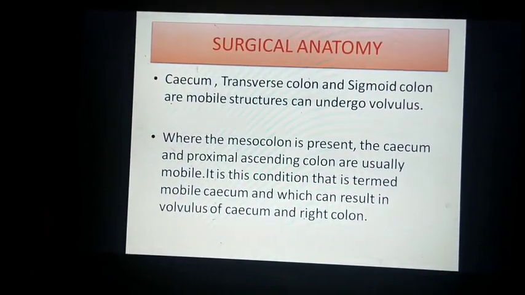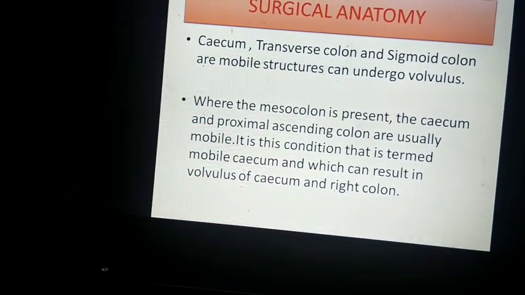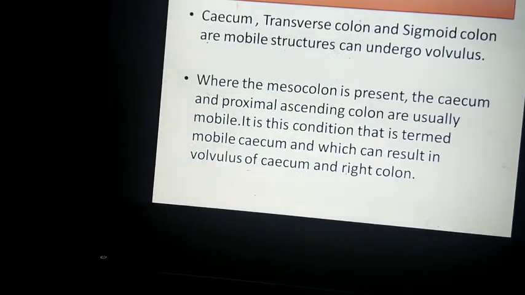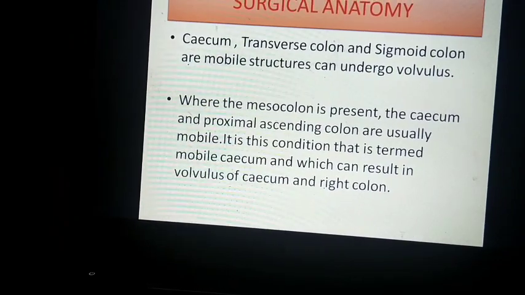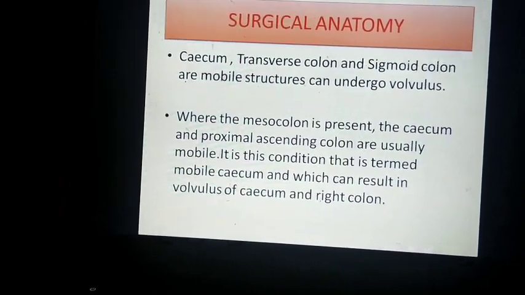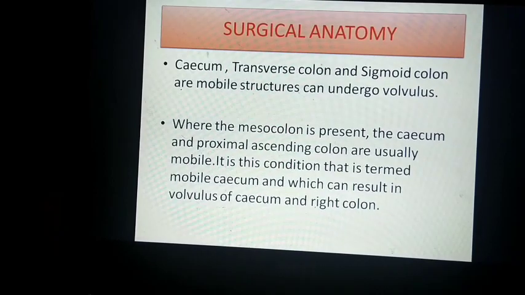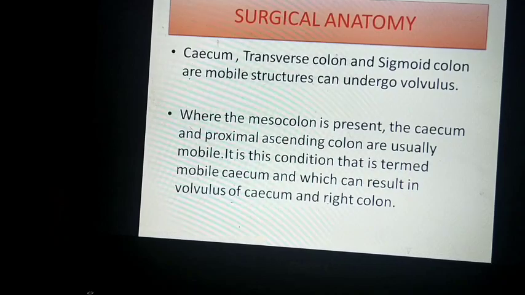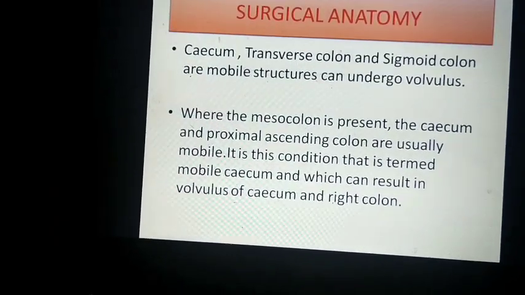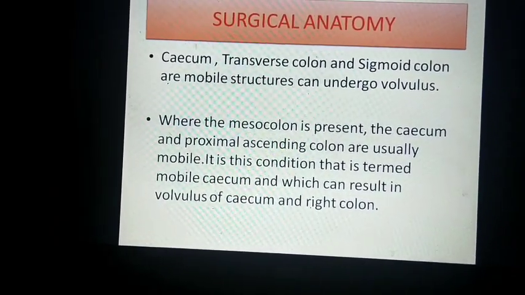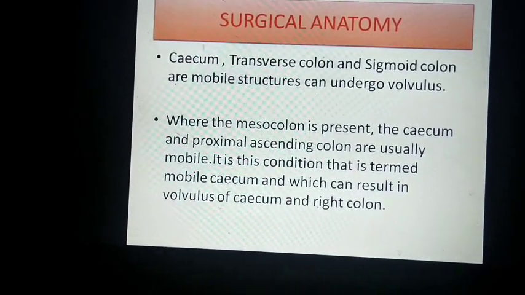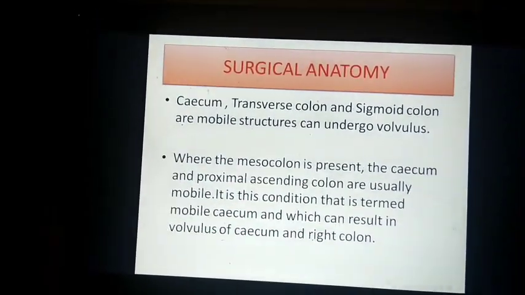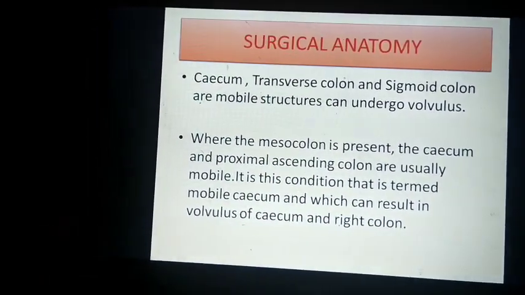Surgical anatomy. The cecum, transverse colon and sigmoid colon are mobile structures that can undergo volvulus. Which are the mobile structures? Cecum, transverse colon and sigmoid colon. Where the mesocolon is present, the cecum and proximal ascending colon are usually mobile. This condition is termed mobile cecum, which can result in volvulus of the cecum and right colon.